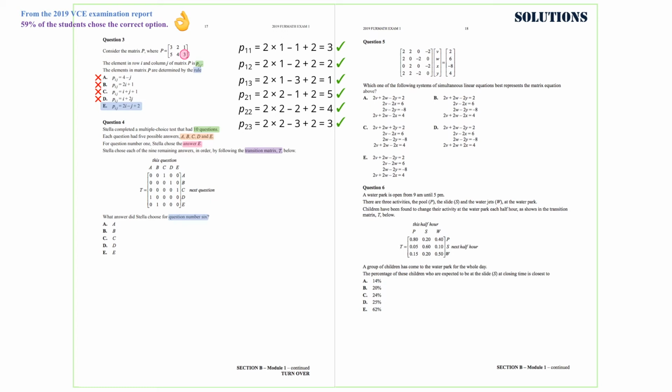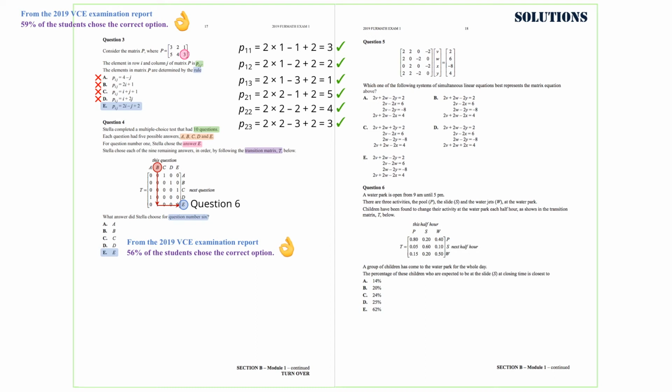Let's start with question number 1 with answer E. Following the transition matrix, the answer to question 2 is going to be C. The answer to question 3 is going to be A. The answer to question 4 is going to be D. The answer to question 5 is going to be B. And the answer to question 6 is going to be E. So the answer we are after is going to be option E. From the 2019 VCE examination report, 56% of the students chose the correct option.